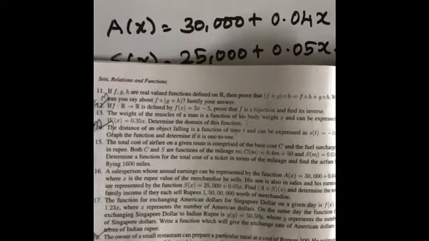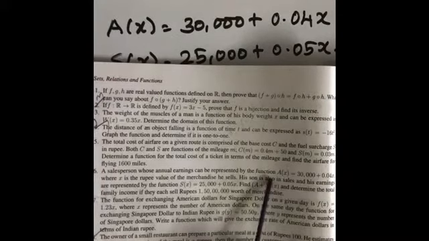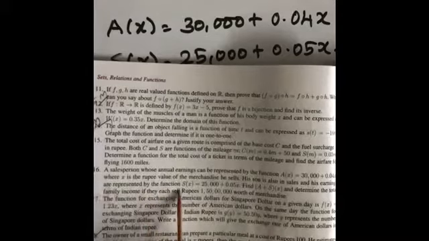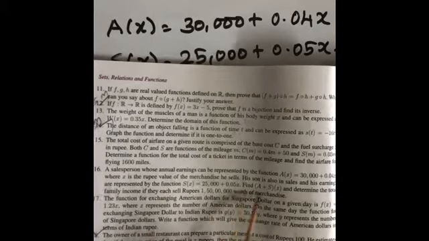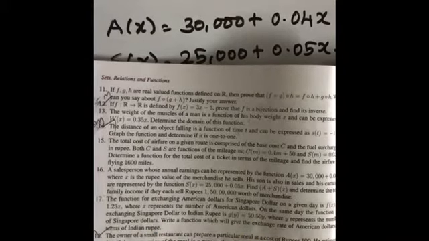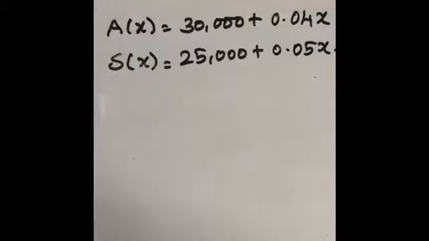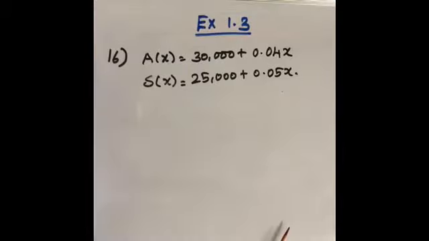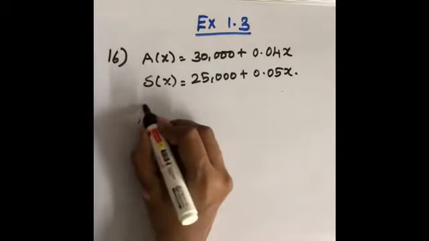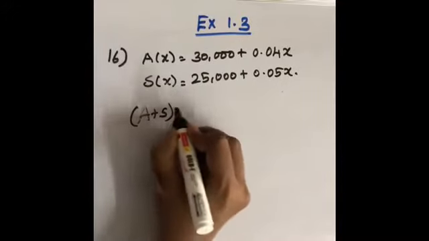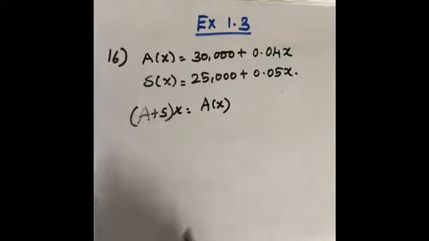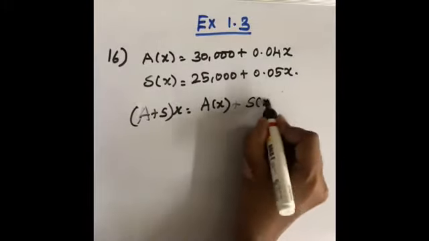Okay, so father's income is represented as a function and son's earning is also represented as a function. We have to find A plus S of x and determine the total family income. Okay, so first it is A of x and S of x. We have to find A plus S of x, which is equal to A of x plus S of x.